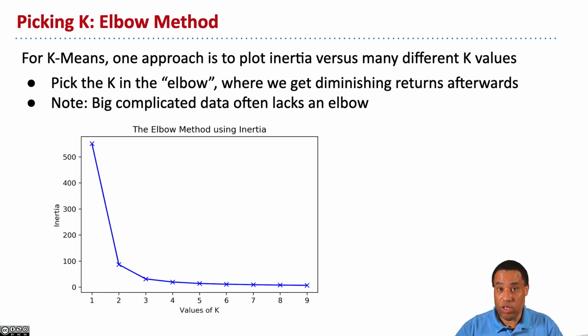Okay, so looking at this, when we go from k equals 1 to k equals 2, we see a significant reduction in inertia. Going from 2 to 3, there's a reduction in inertia, and it's pretty large. Going from 3 to 4, well, it's pretty small. And from 4 to 5, it's really small, and 5 to 6, and so on. So maybe we pick a value of 3 or 4, because beyond that, we're not going to see much reduction in inertia. So that's one approach. However, the challenge is that if you have really large multidimensional data, then oftentimes you won't see an elbow.